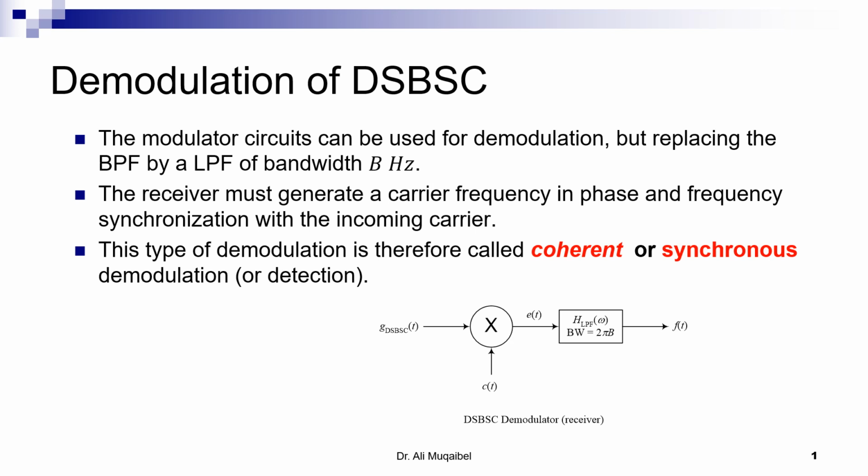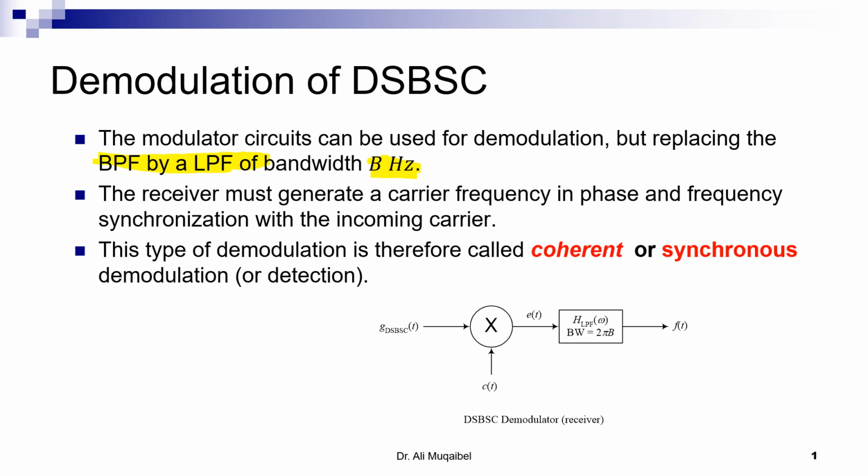We can use the same circuits to demodulate the double sideband suppressed carrier. But of course, at the output of any demodulator, we have a low pass filter instead of a band pass filter. And the bandwidth when we demodulate is not 2B, it's going to be B. Remember that in demodulation we get back our original bandwidth and our original signal. So the same circuit can be used for switching or nonlinear devices, but the output should be a low pass filter and the bandwidth should be B.